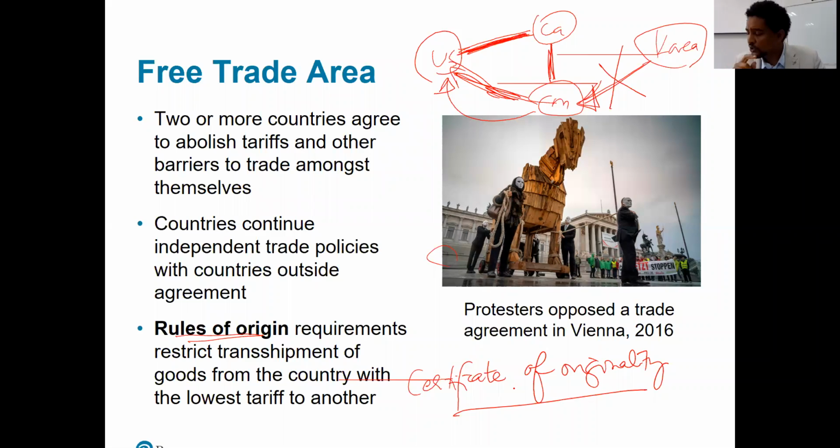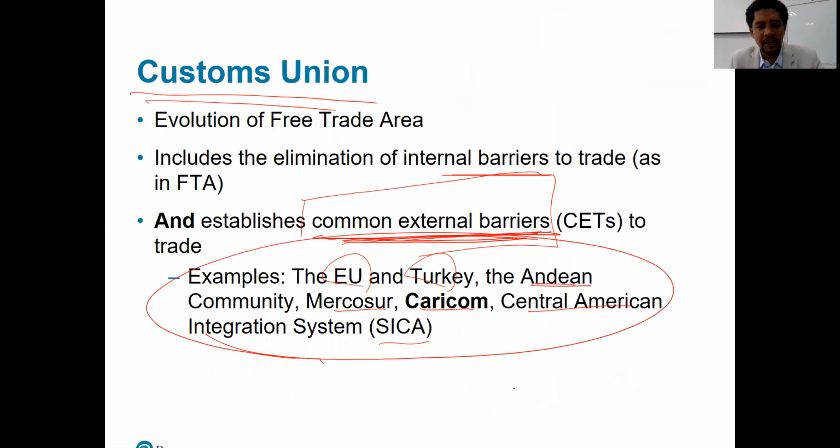tariff. So a certificate of originality is a requirement that restricts transshipment of goods from the country with the lowest tariff to another country, okay? So this helps to protect.